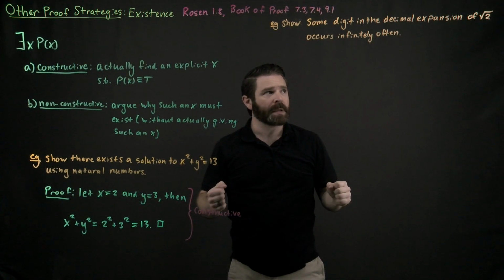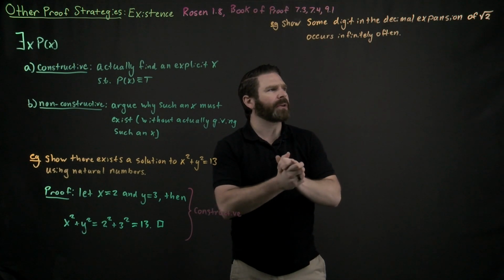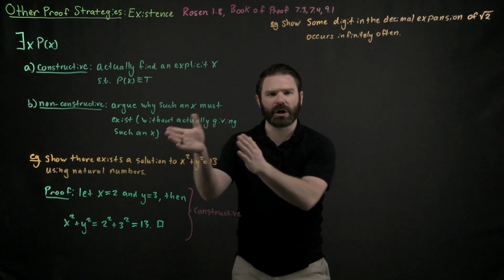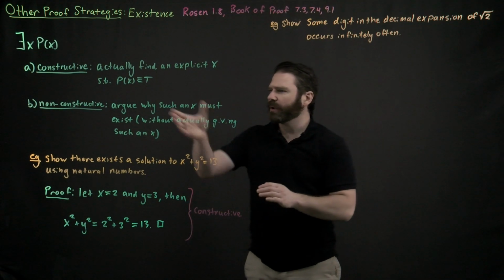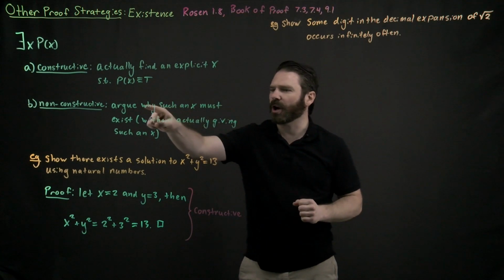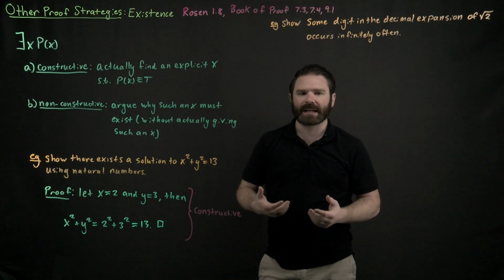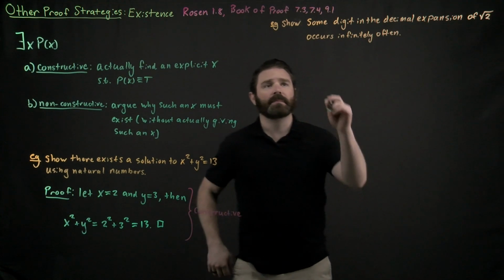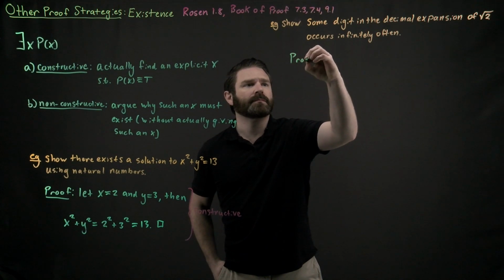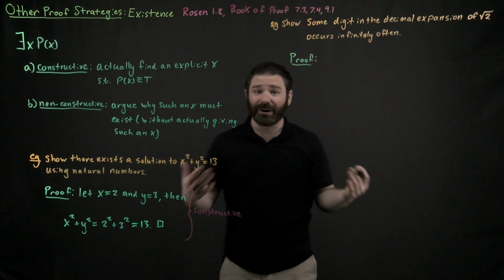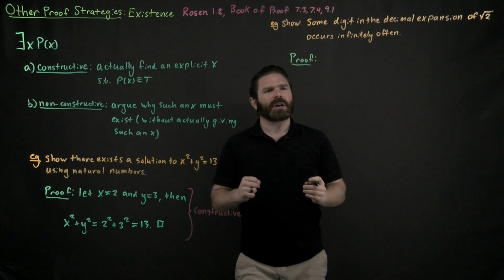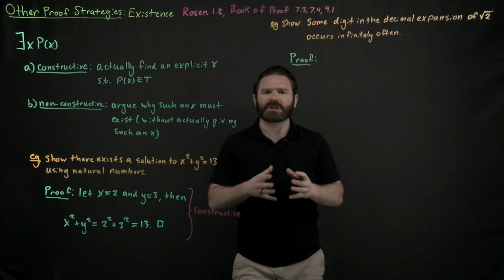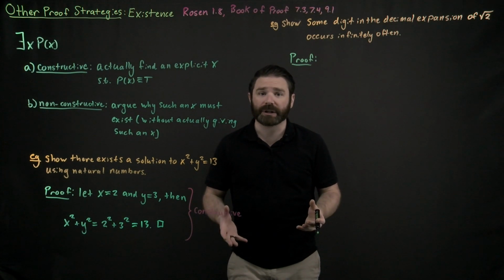So how are we going to go about doing this if we wanted to do it in a non-constructive fashion? Well, with a non-constructive existence proof, we have to argue why such an x must exist. So we have to make some sort of argument. So here, my proof is going to be an argument. And so what kind of argument am I going to use? Let's try an argument by contradiction.